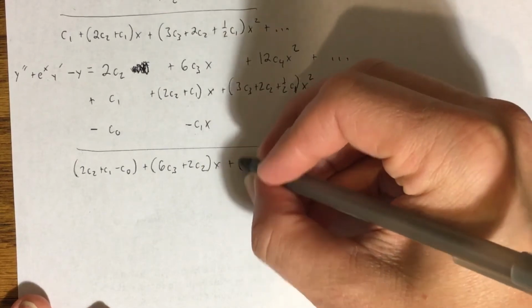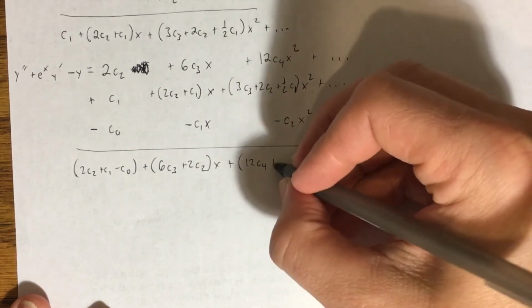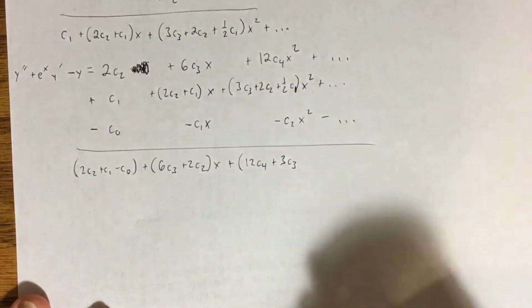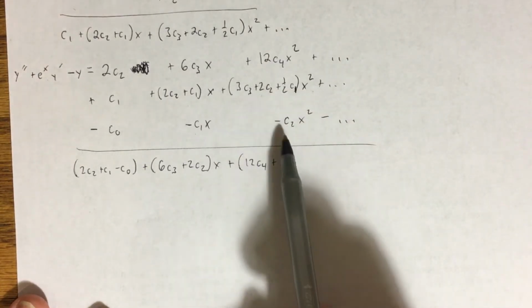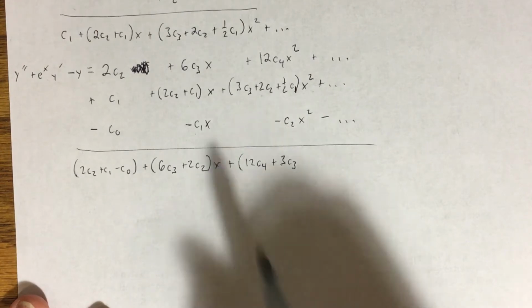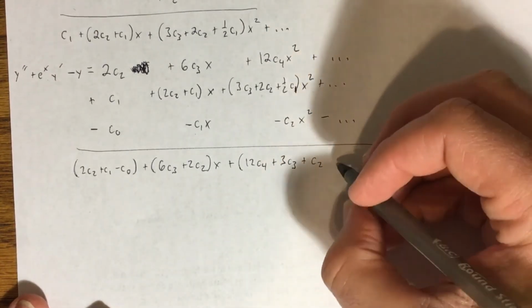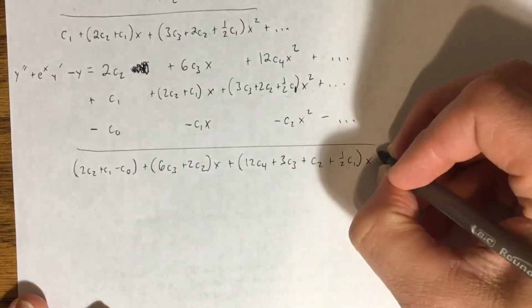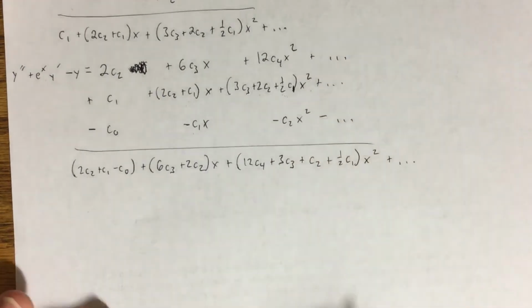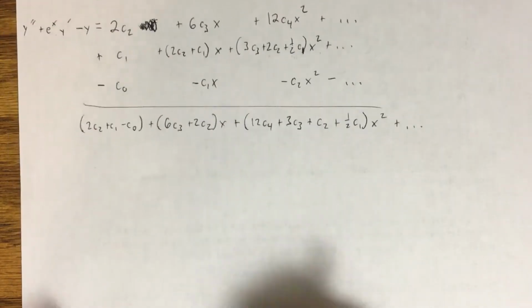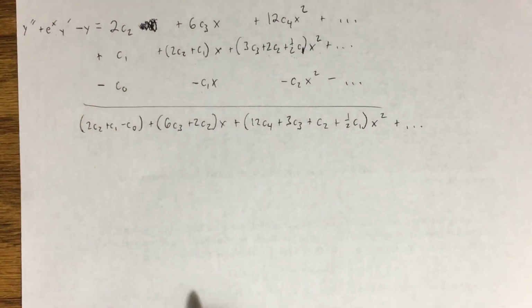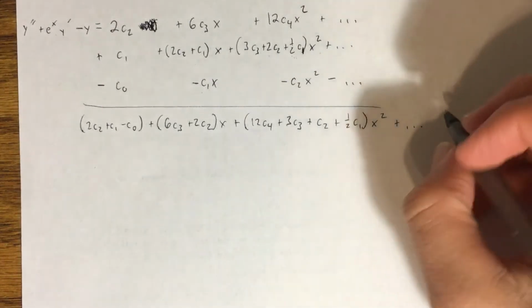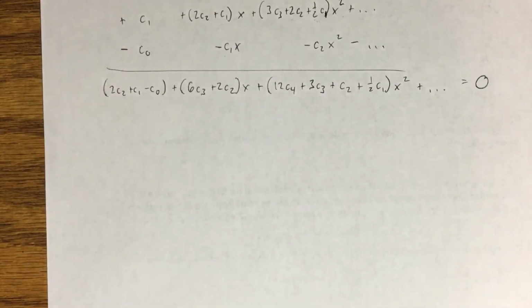So this will become plus 12c4 plus 3c3, and then notice here I have a plus 2c2, which I'm going to later subtract another c2 from. So that's actually just plus c2 plus 1/2 c1, and that's my x squared term. And then again, there's a whole series after that that we're not looking at any further. So we're only caring about up through the x squared term here. Okay, this again is equal to 0 from my original DE right here. So this is where I would start to use the identity property.